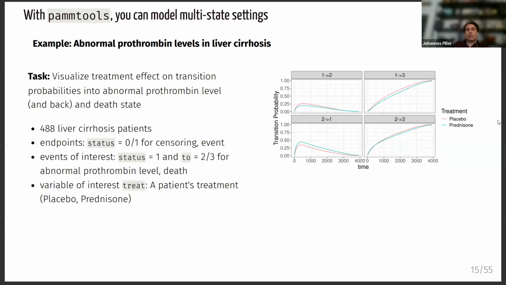And last but not least, we have a multi-state data set, namely the abnormal prothrombin levels in liver cirrhosis. Here, what's new is that you can either have normal prothrombin levels or abnormal prothrombin levels, and you can switch between these back and forth. And then from each of these two states, you can also transition into the death state. And since the data is built up differently than what we had before, we will show how these more complex scenarios can be modeled with PAMtools.